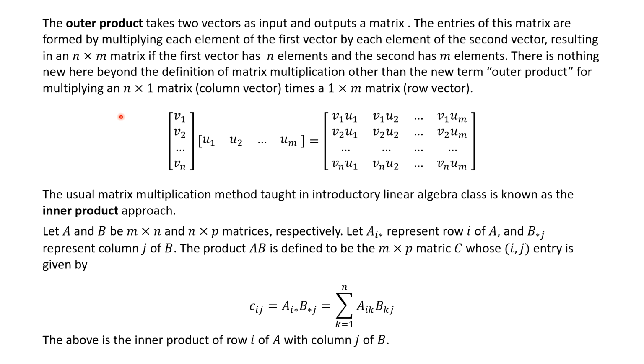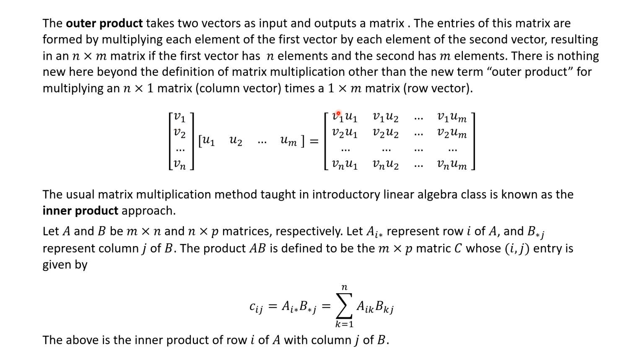Okay, the first thing we're going to look at here is the outer product, and we saw this before. I gave you an example. Here I'm presenting it in a little bit more general form. So we have an n by 1 column vector times a 1 by m row vector. And when you multiply those together, you get an n by m matrix.